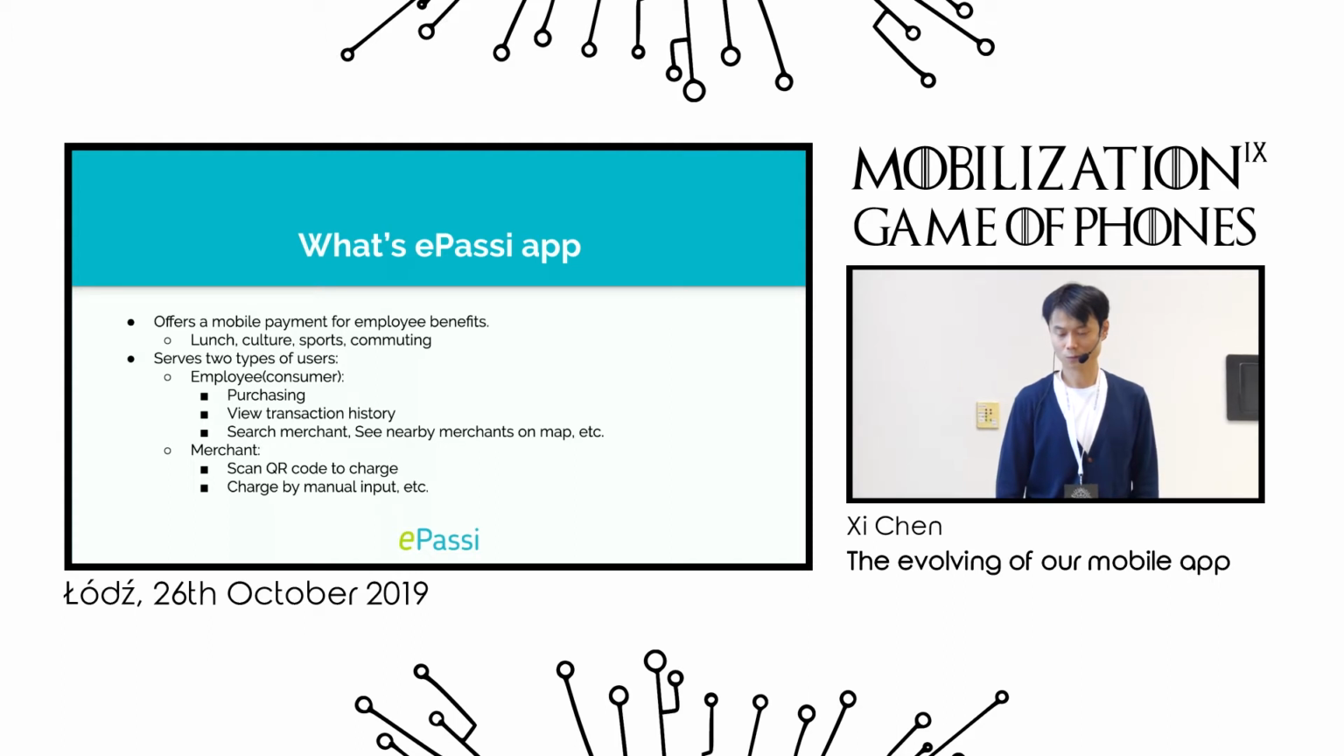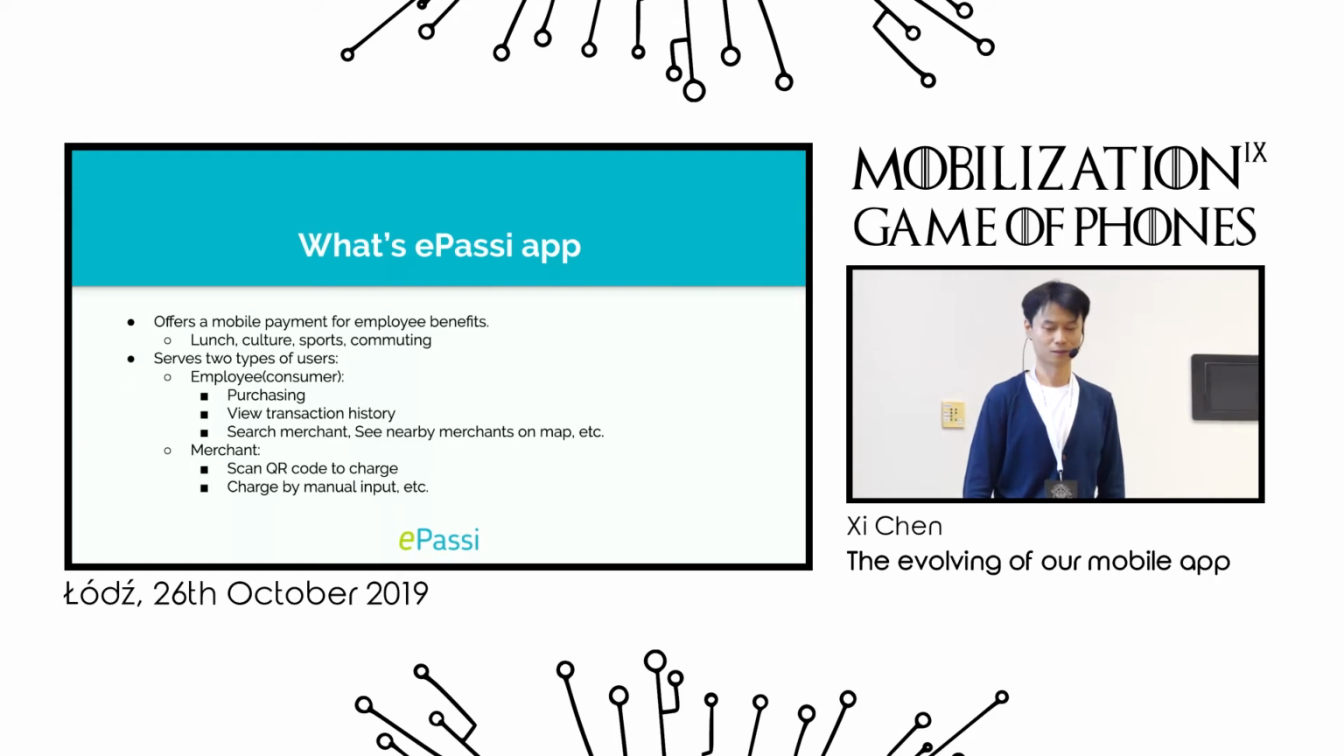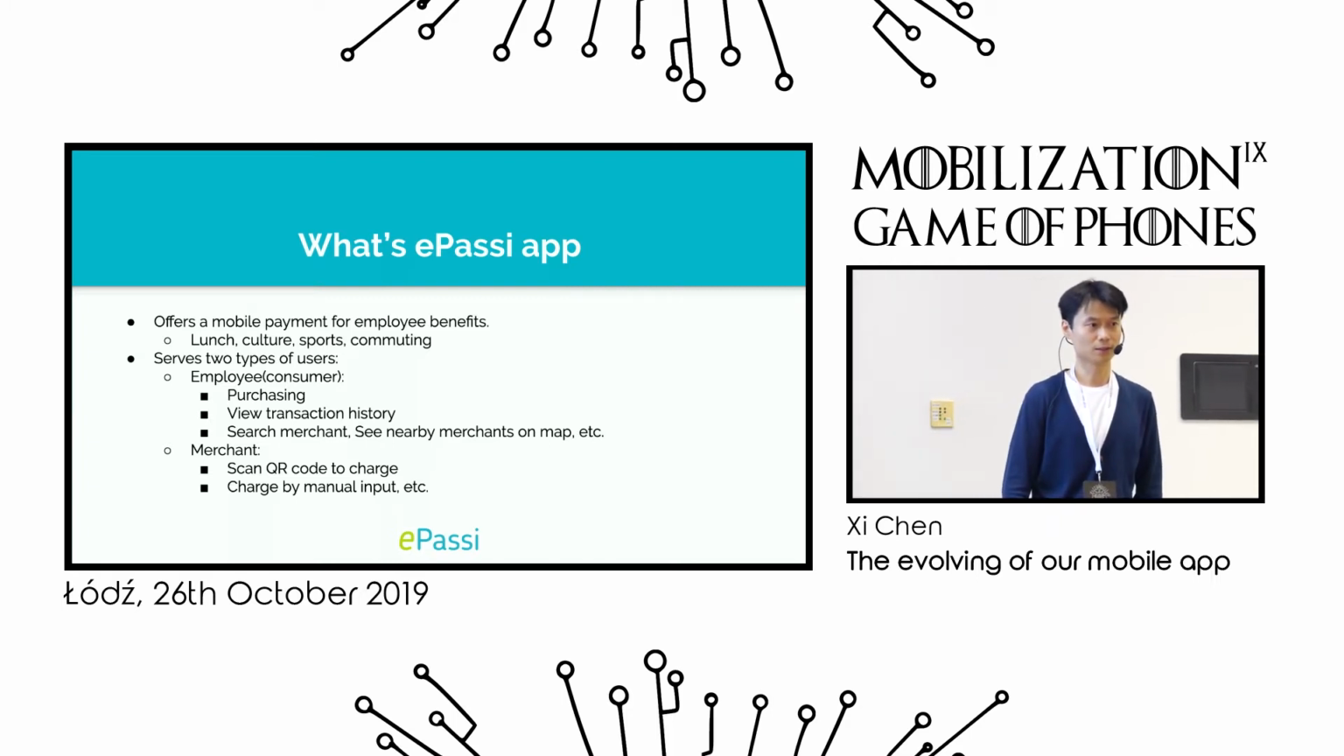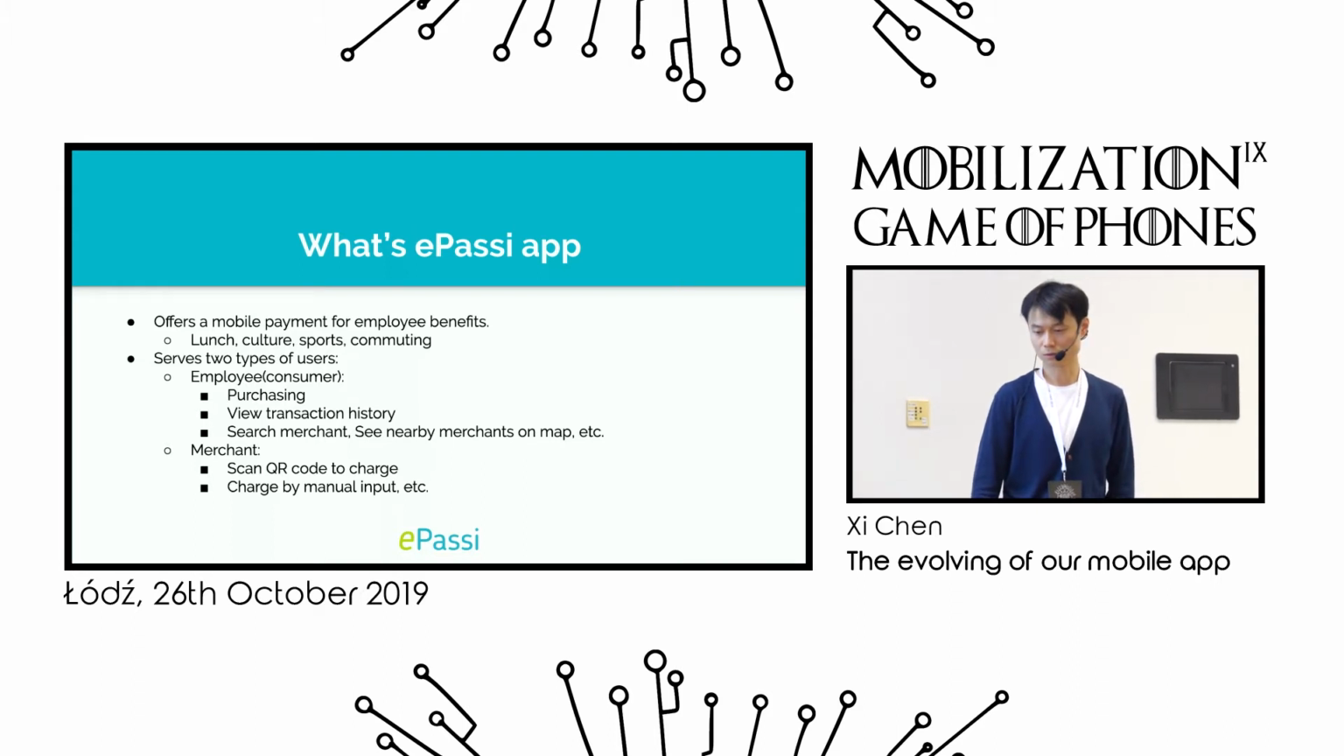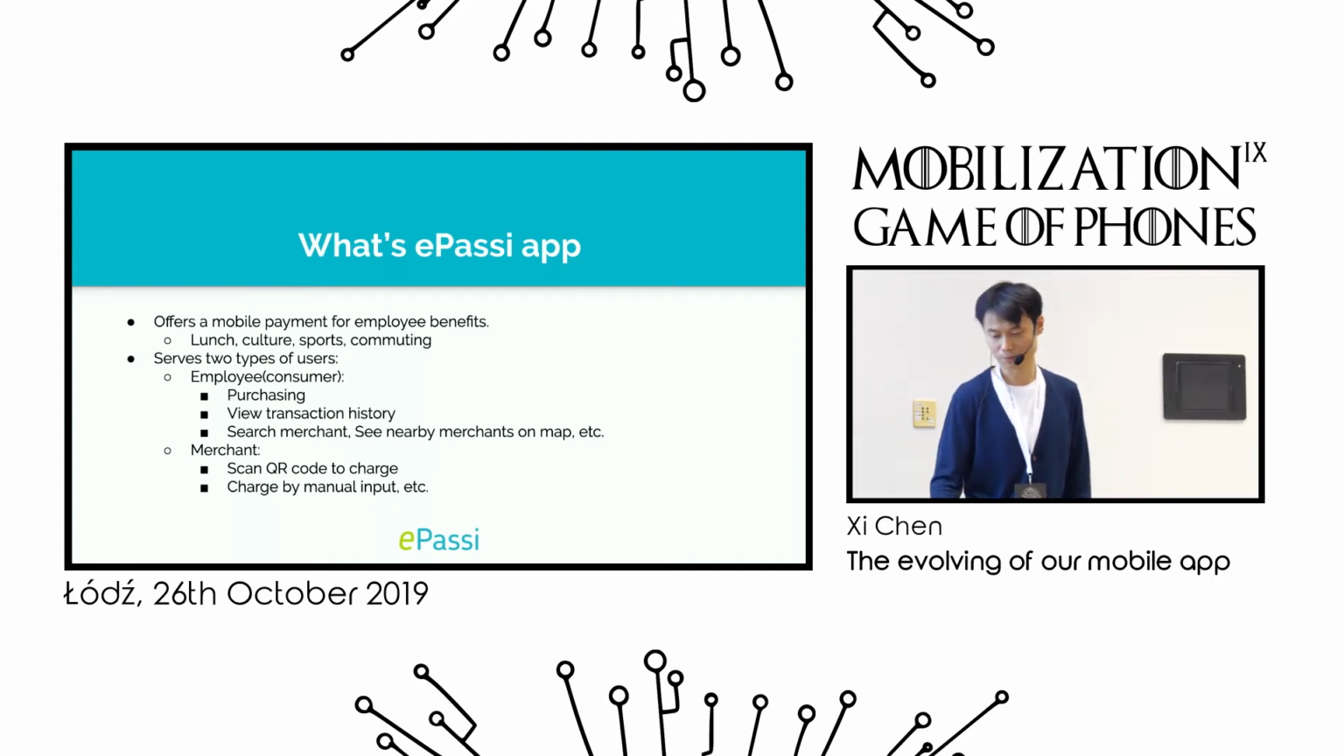So, what's the ePassi app? Our app is providing a service to users to make payment, but it's not about general payment, it's about employee benefits payment. For example, benefits like lunch, sports, culture, commuting. And there are two roles in our user group: consumers, like employees, and merchants. Merchants can also use our app to charge the consumer by either scanning a QR code or manually charging through the app by some button click.